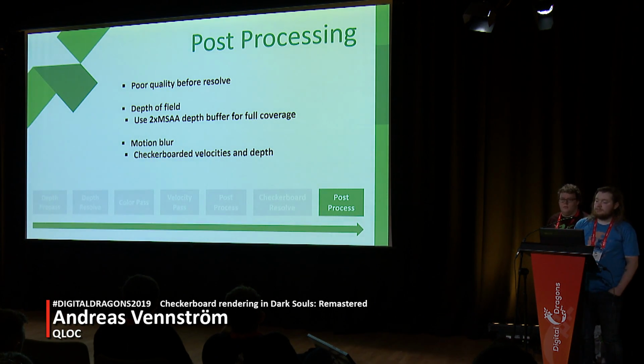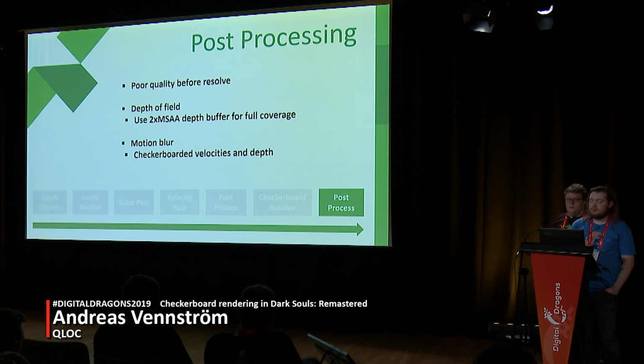After the resolve, we perform some additional post-processing. We applied these filters here because we found that it didn't produce acceptable results when applied to the checkerboarded color. Depth of field and motion blur propagate color across object edges, which makes it difficult to know which color belongs to which object. In order to run the depth of field at native resolution, we give it a double sample depth buffer, since it contains depth information for all pixels in the resolved image.